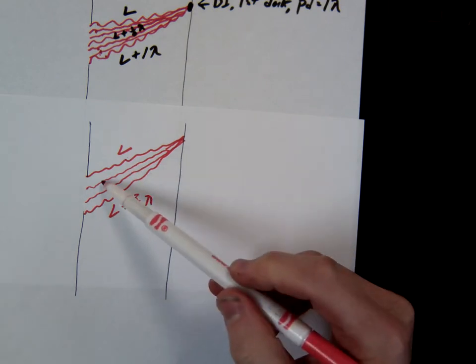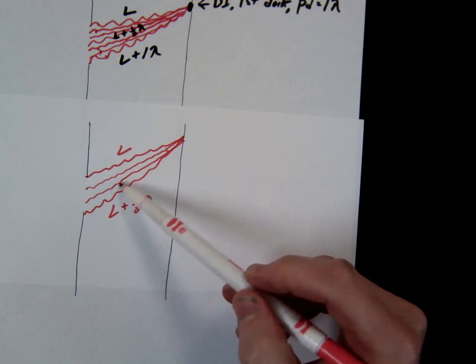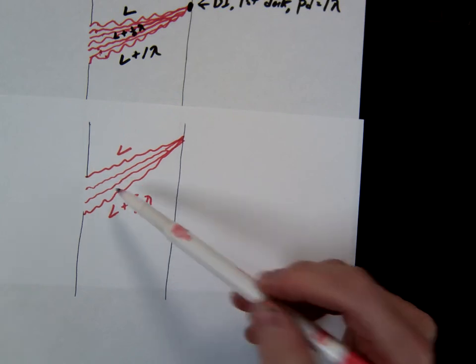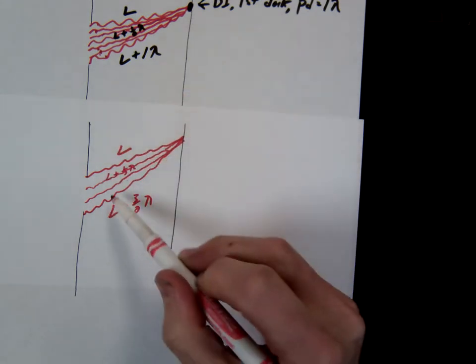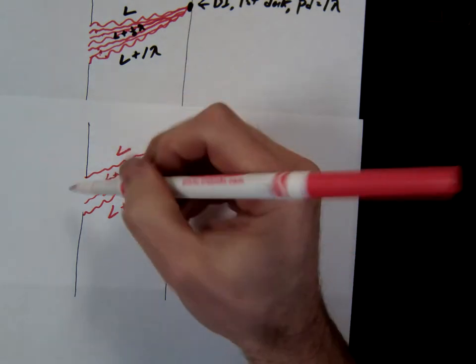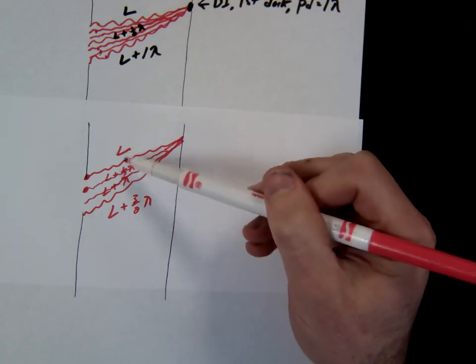So what's going to be the distance of this second one? A half. So this would be L plus a half. And what's going to be this one right here? L plus 1. Okay, now this one's probably the hardest one to visualize. But let's do our best. We're going to start with this one and this one. So this is L and this is L plus a half.